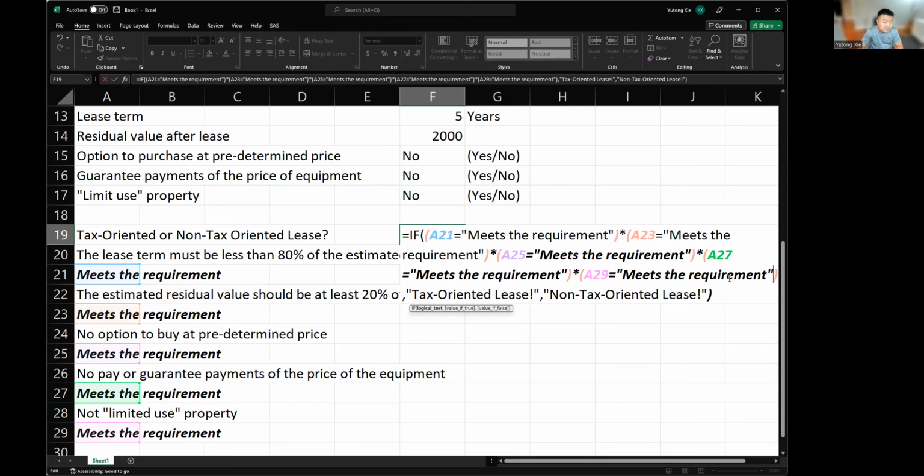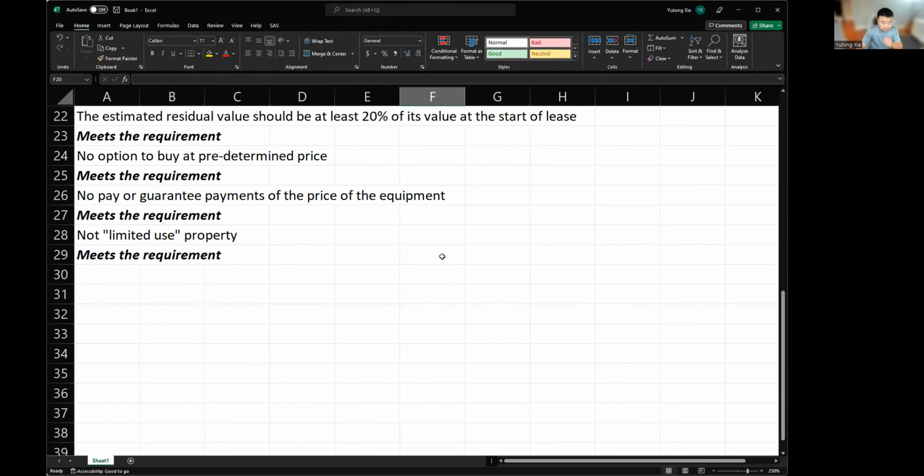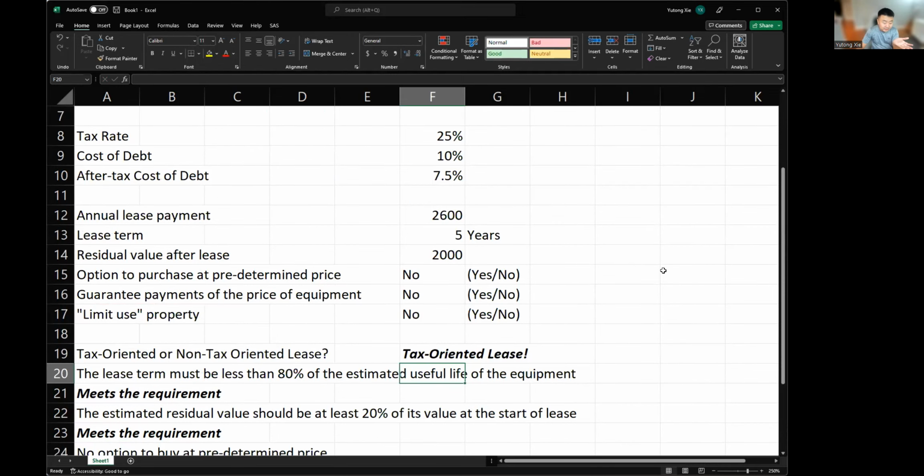That basically means if any one of these fails, then it's going to be a fail. So otherwise, you need to meet every one of these for it to be a tax-oriented lease. So if I hit enter, it's still a tax-oriented lease. So we want to follow the rules for a tax-oriented lease, okay, in the calculation.